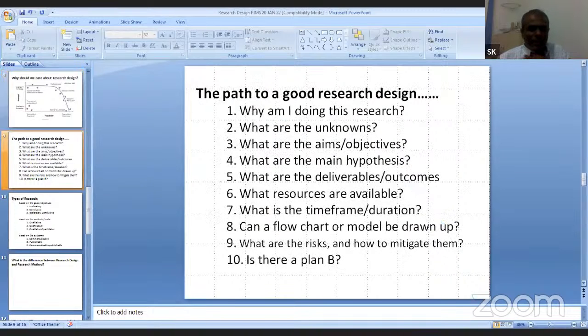Okay. So now, what is the roadmap or what is the path to have a good research design? Again, I didn't put the best or the perfect. It's simply what constitutes a good research design.